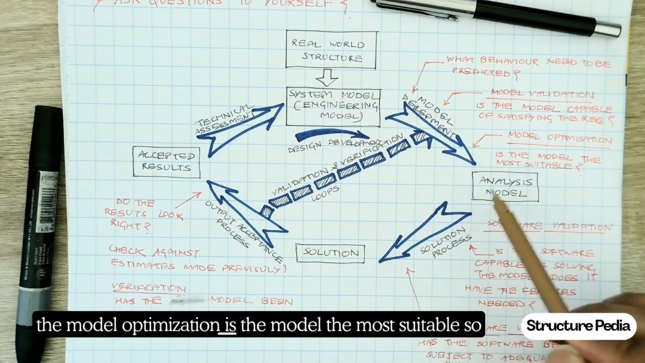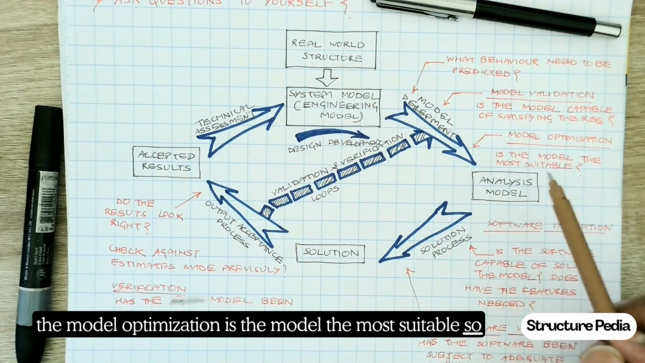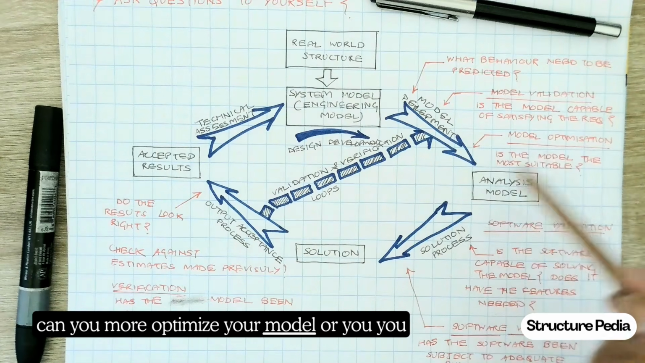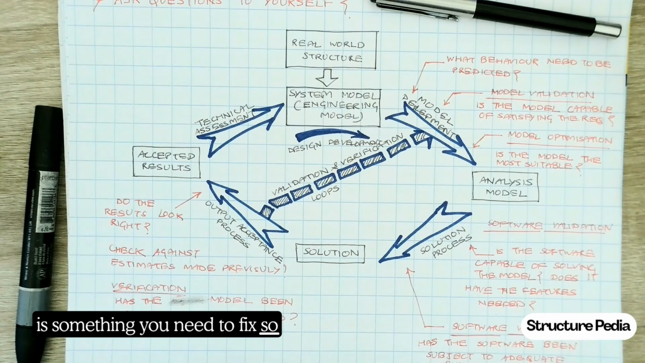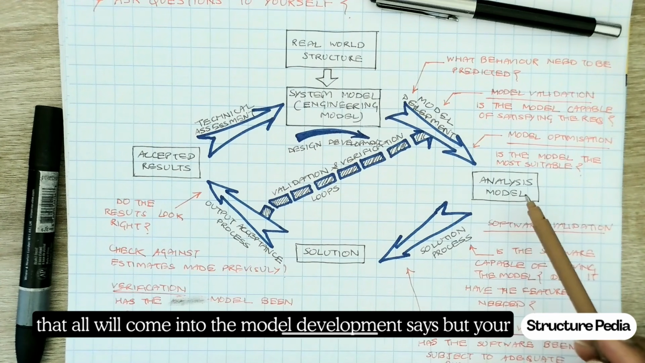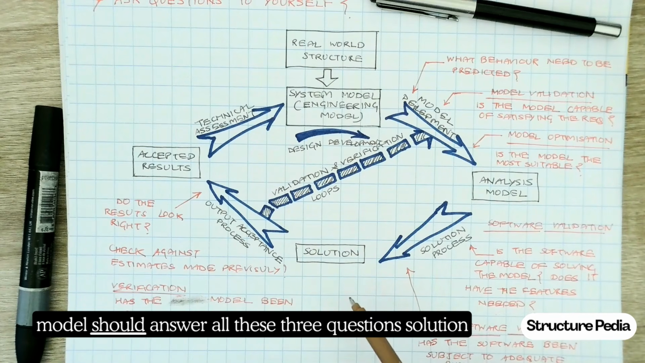Model optimization: is the model the most suitable? So can you optimize your model, or to what extent do you need to go in the model? That is something you need to fix. So that all will come into the model development stage, but your model should answer all these three questions.